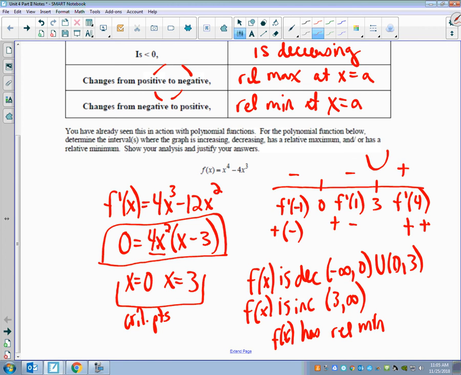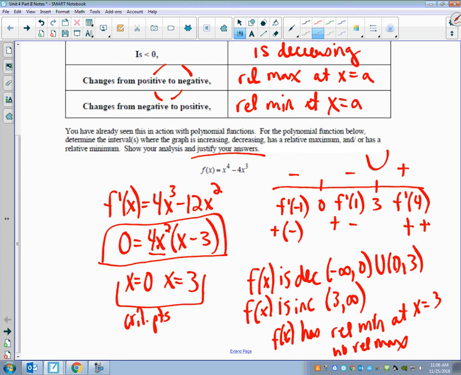At x equals 3, if we wanted to find the point there, we would have to plug that back into the original problem, right? We'd have to plug that back in there. I don't think that it wants us to do that. It didn't say give us the points, so I'm just going to say at x equals 3, and there is no relative maximum on this graph.